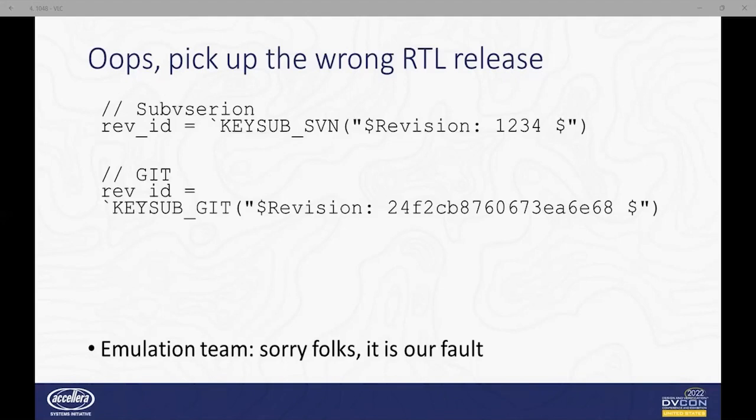We automated checking of all the releases by adding a read-only revision ID register in each IP block. The revision ID is updated by keyword substitutions in Subversion in each release. We also implement the equivalent of keyword substitutions in Git using smudge and clean filters. Please see the code in the paper for implementation details.